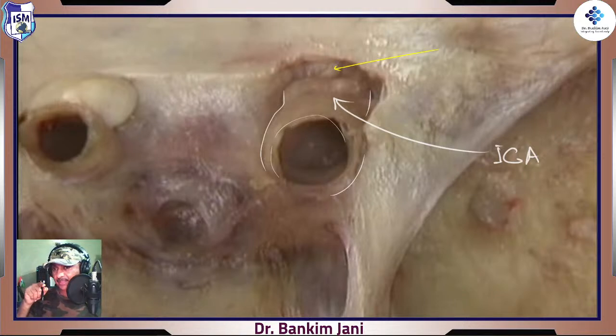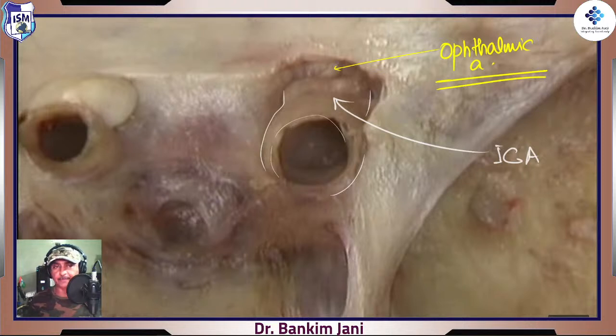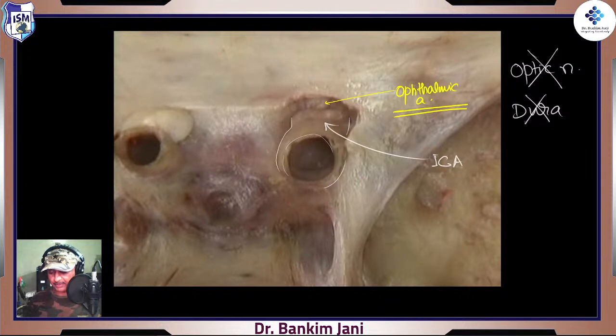Because it runs in the optic canal with the optic nerve. So this is the ophthalmic artery, the branch of the internal carotid. So we have removed this optic nerve and dura. Otherwise, on the opposite side, see the optic nerve is here. So that's why we just can't see the emergence of the ophthalmic artery. So that is also the optic nerve, opposite side.